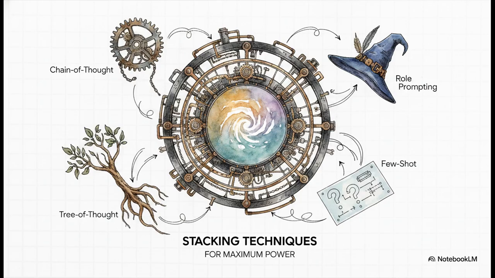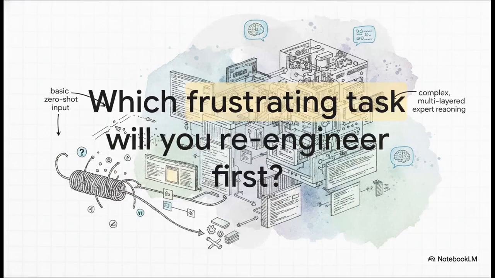Imagine combining role prompting's specific expertise with Tree of Thought's multi-path exploration. You could say, act as a lead cloud architect, and then have it evaluate 3 different scalable infrastructures step by step. Or you drop few-shot examples right inside a chain of thought prompt so its thinking out loud process perfectly matches your company's formatting standards. So, we've gone from basic zero-shot inputs to engineering some seriously complex, multi-layered reasoning.